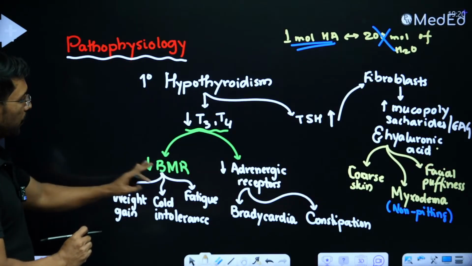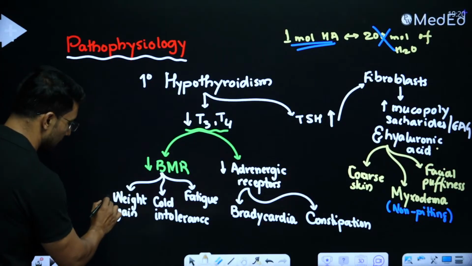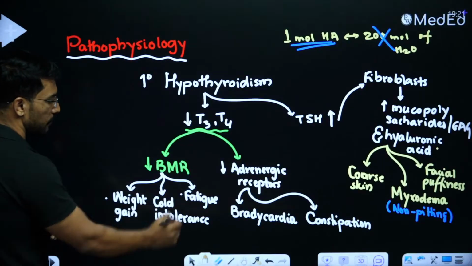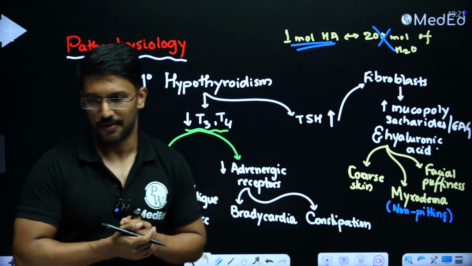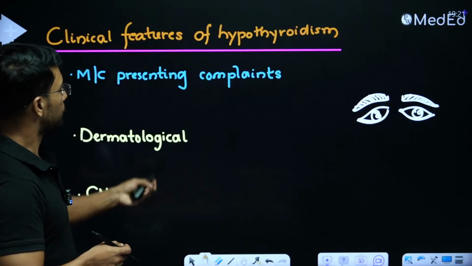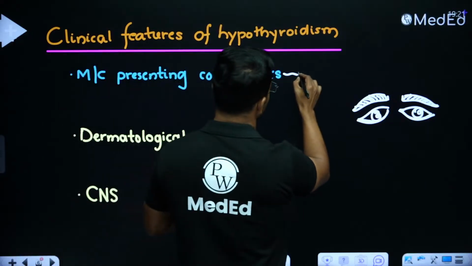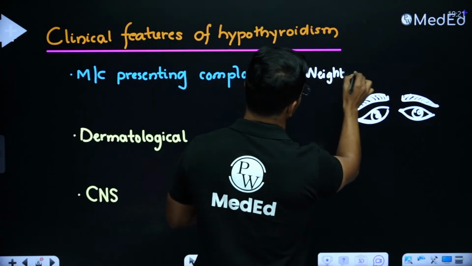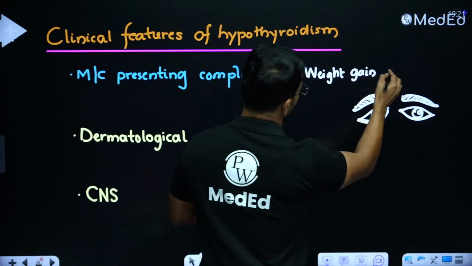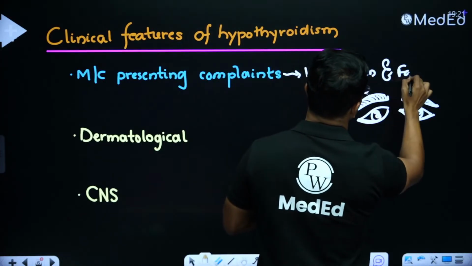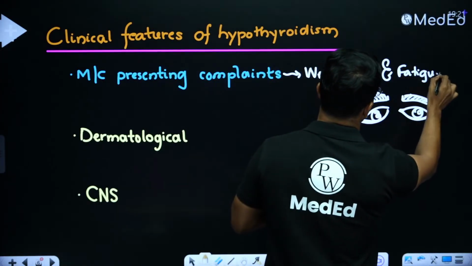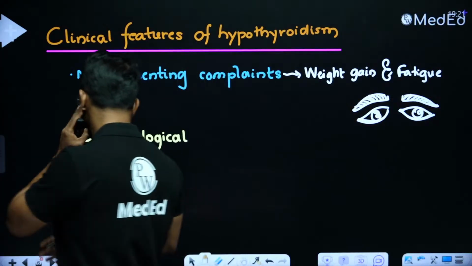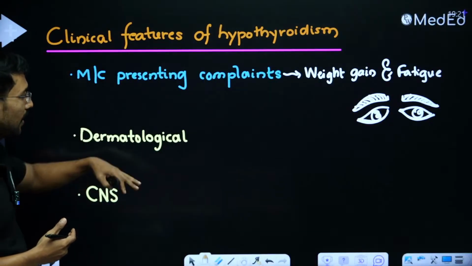decreased BMR. So they come to you because they are gaining weight. They come to you because they are feeling fatigued or tired, right? So the most common presenting complaint of hypothyroid patients is going to be weight gain and fatigue. Weight gain and fatigue. This is what brings them to the hospital. As doctors, when we question and get more history and examine, we will start seeing other findings.